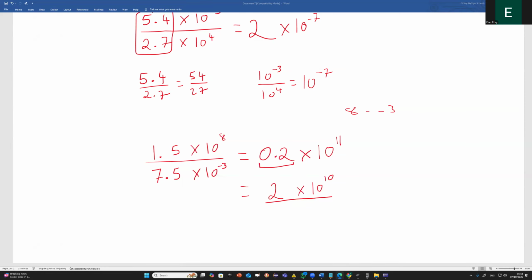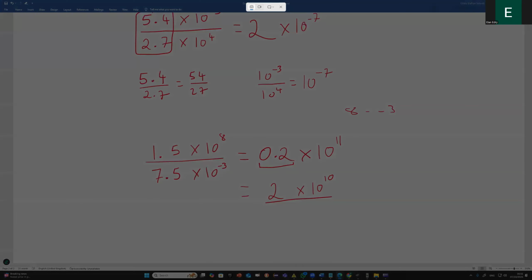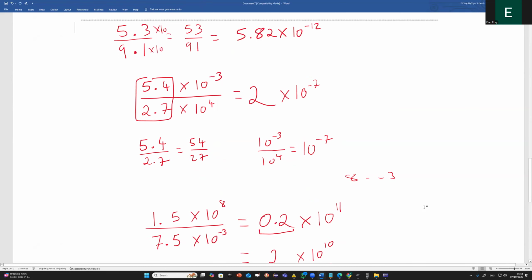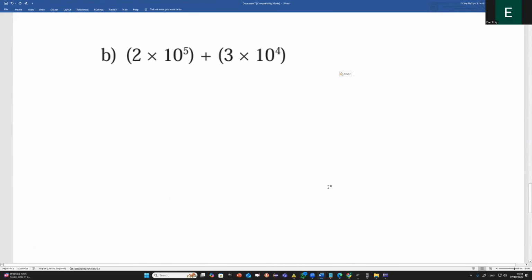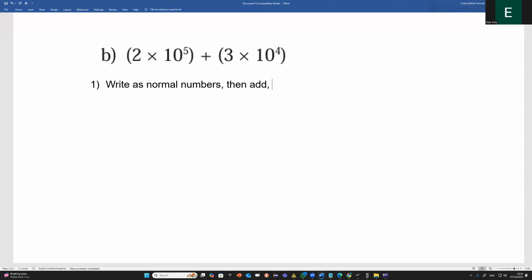There we go. Right, let's say we had some adding and taking away. So let's say we had this: 2 times 10 to the 5 add 3 times 10 to the 4. What I would say with adding, you've got two possibilities. You can either write them as normal numbers, and then add, then write in standard form again.